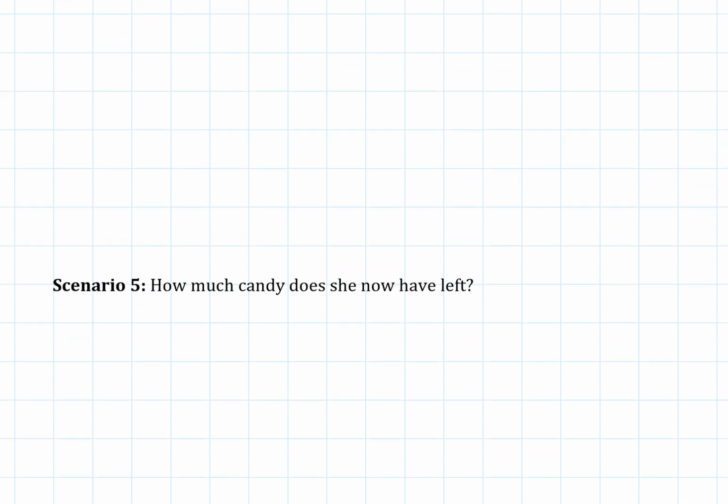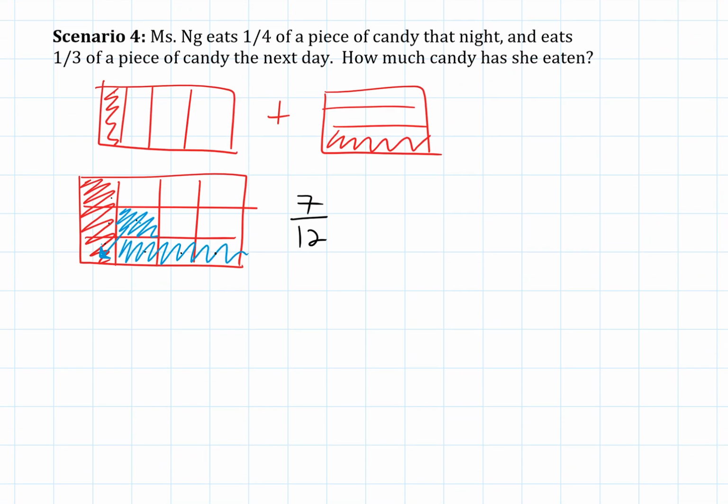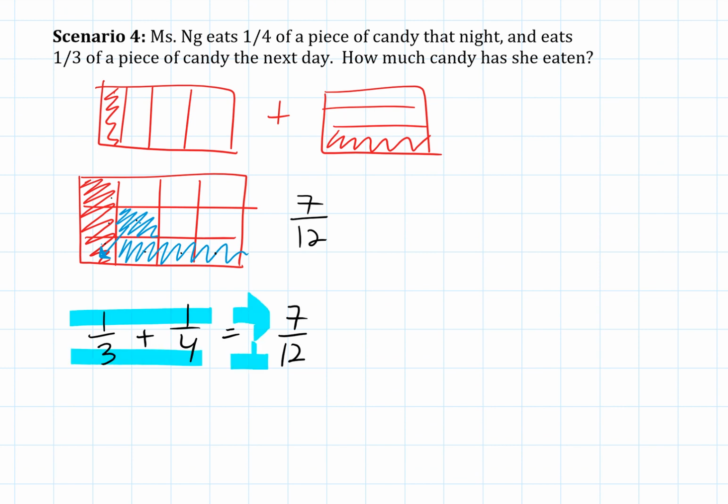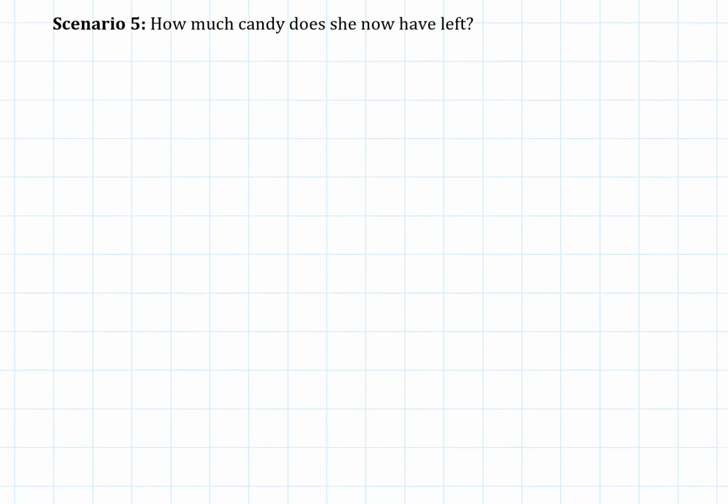How much candy do I have left? Oh, we forgot to write this algebraically. So we have 1/3 plus 1/4 is 7/12. Well, clearly I didn't just add across the top, because 1 plus 1 is not going to give me 7. And 3 plus 4 is not going to give me 12. So we'll keep that in mind. How much candy do I have left now?